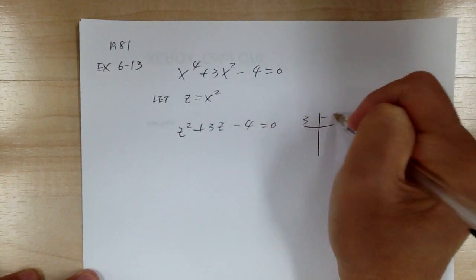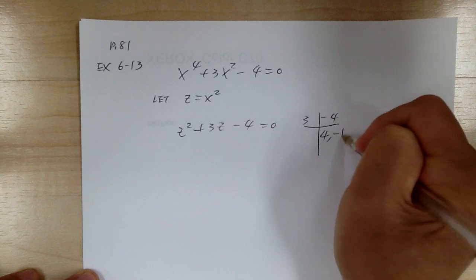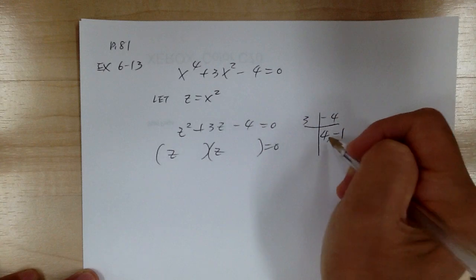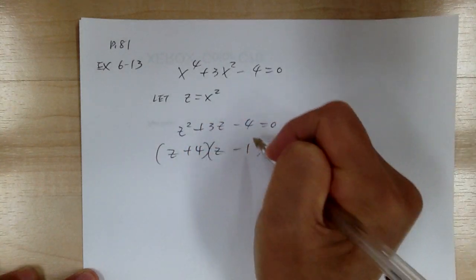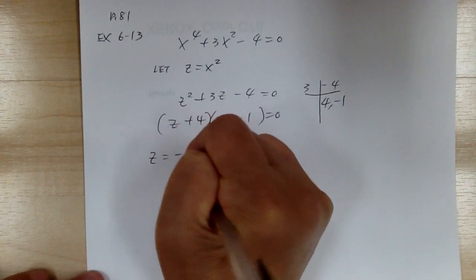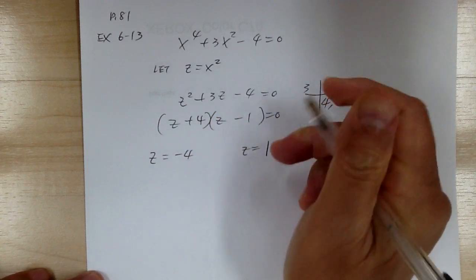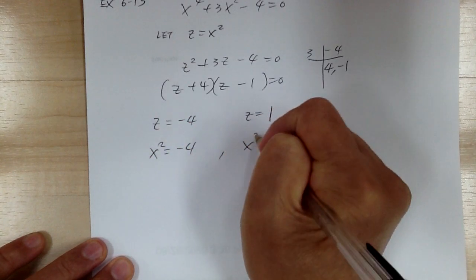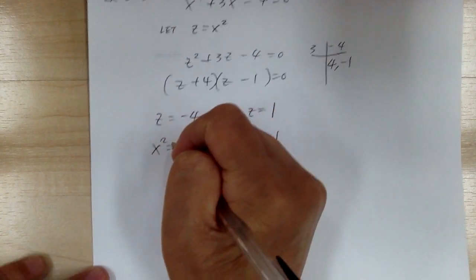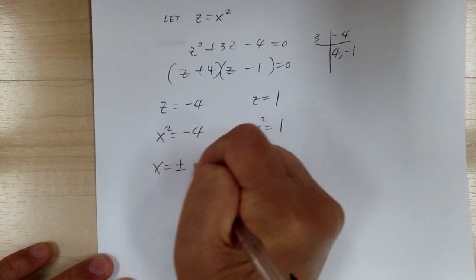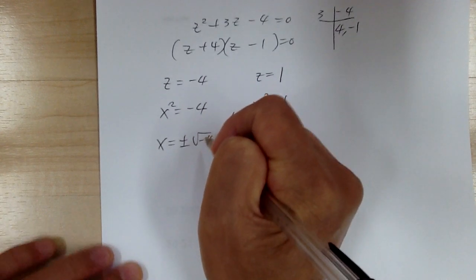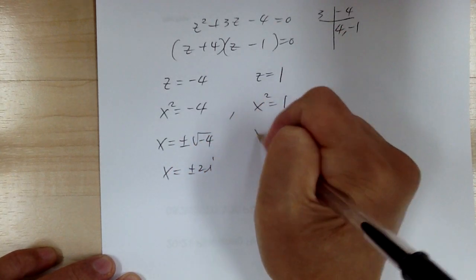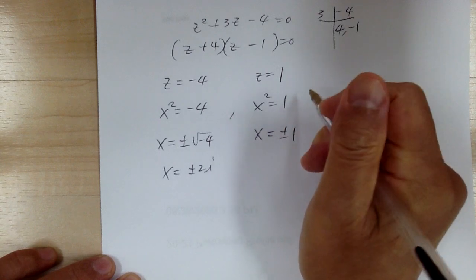And doing the factoring, you're going to get 4 comma negative 1. So put these numbers in here, so it'll be plus 4 minus 1. So from here, you're going to get z equal to negative 4, z equal to 1. Then you put this back. So you get x squared equal to negative 4, x squared equal to 1. When you take the square root on both sides, you're going to have x equal to plus or minus square root of negative 4, so x equal to plus or minus 2i. This one, you take the square root, you're going to have x equal to plus or minus 1.